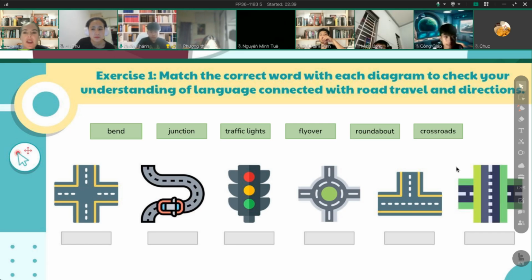Okay, perfect. Thank you. So what you're going to do is look at these pictures and match them with the correct word at the top. The words we have are bend, junction, traffic lights, flyover, roundabout, and crossroads. So please look at these pictures, match them, and then I will divide you into groups so you can discuss them with your classmates as well. Okay? I'll give you 1 minute.